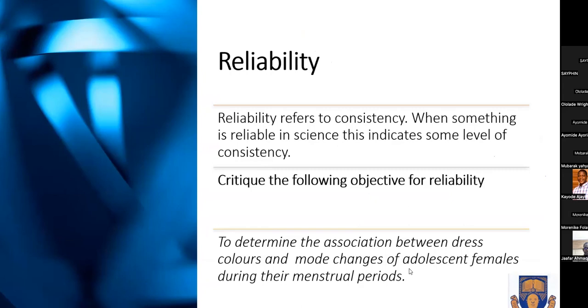So let's critique this objective. This individual wants to determine the association between dress colors and the mood changes of adolescent females during their menstrual period. This objective is measurable because it's talking about associations. And I would assume it's adolescent females, so it's not all females anywhere in the world. So there's specificity in this objective. It's also menstrual periods, okay?